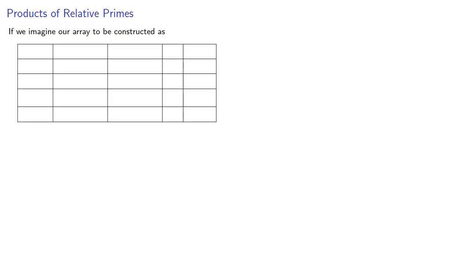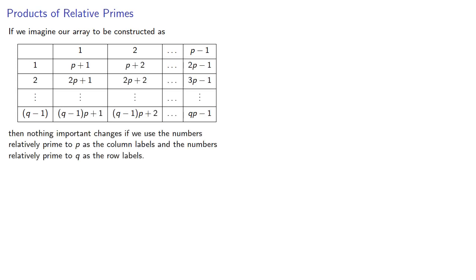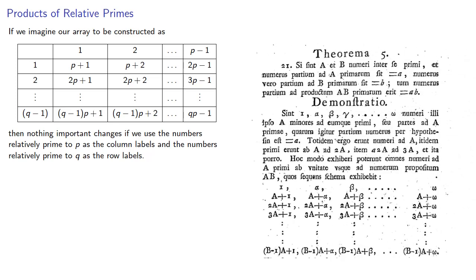Now, if we imagine our array to be constructed as a table, where our column labels are the numbers from 1 to p minus 1, and our row labels are the numbers from 1 to q minus 1, then nothing important changes if we use the numbers relatively prime to p as the column labels, and the numbers relatively prime to q as the row labels. And Euler makes this change, and concludes that if a and b are relatively prime, then phi of AB is phi of A times phi of B.